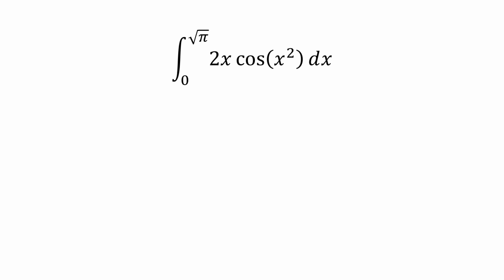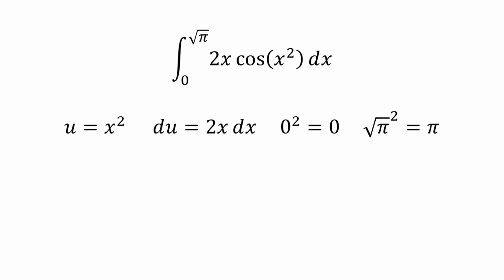To begin, we let u equals x squared. Our differential is then du equals 2x dx. Our new limits are 0 squared equals 0 and root pi squared equals pi. Substituting into the integral gives us the integral from 0 to pi cosine of u du.